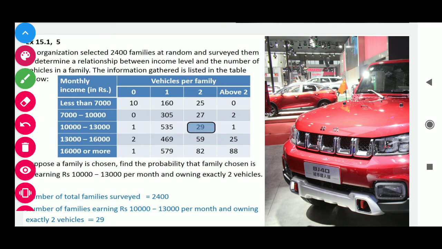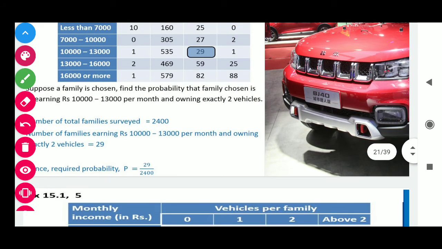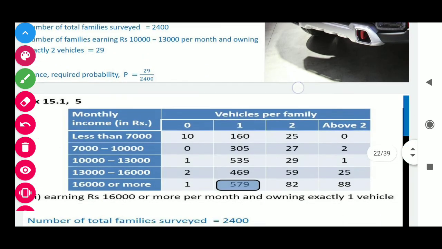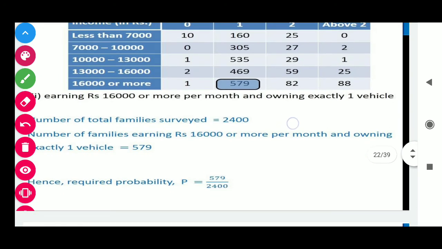So students, let's have the solution here. You can see the number of total families surveyed is 2400, and the number of families earning rupees 10,000 to 13,000 per month owning exactly two vehicles is 29. You can see from the table, and hence the required probability is 29 over 2400. This is the answer. Now students, here we have the second part.